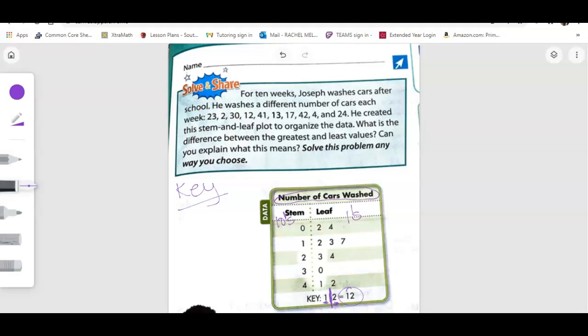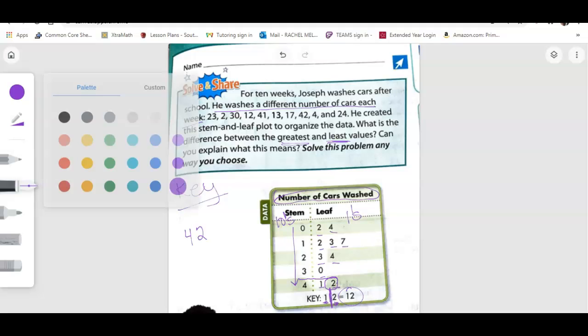So that means each of these leaves are weeks, because it's telling me up here he washes a different number of cars each week. So each leaf is a week. I need to find the greatest and the least values. If I'm finding the greatest, I go all the way to the biggest number, which is 4, so 4 in the tens place. And I go all the way to the biggest leaf, which is 2. So in this case, that's 42.